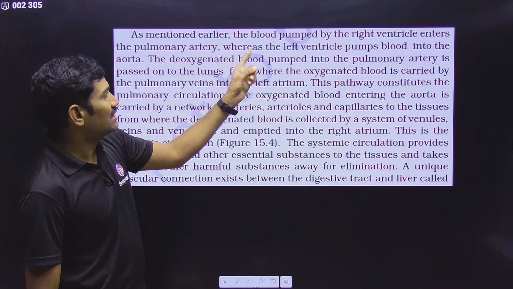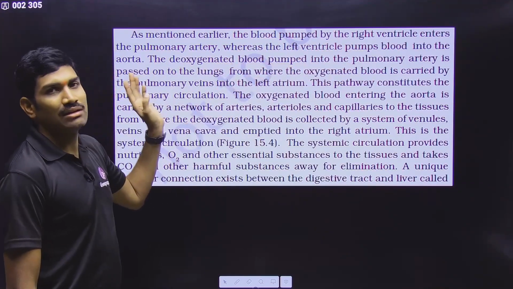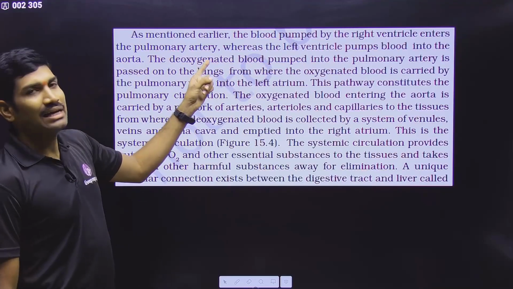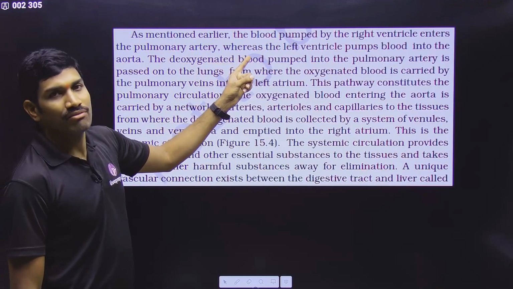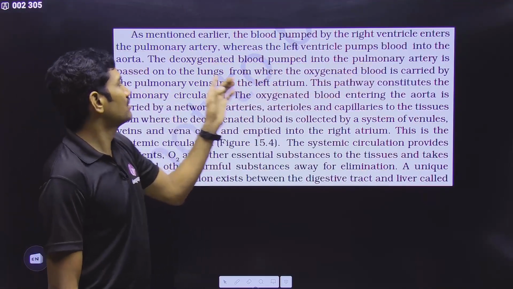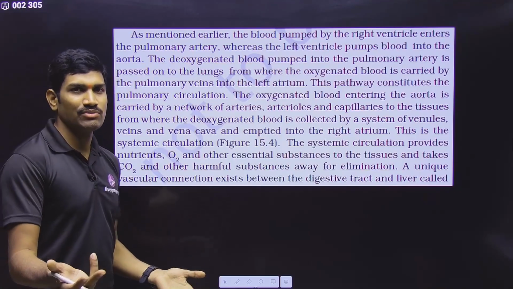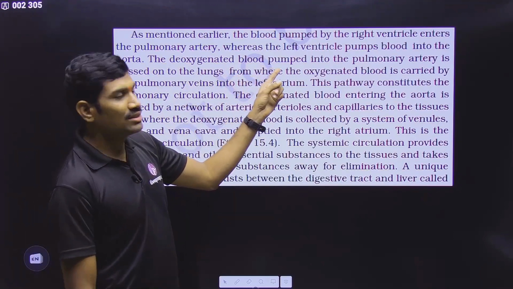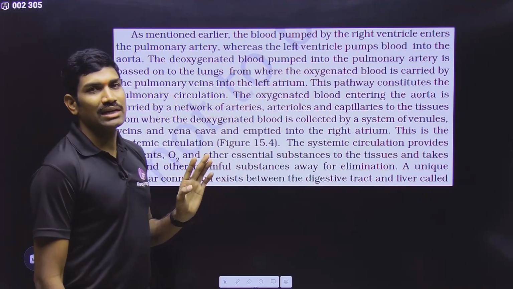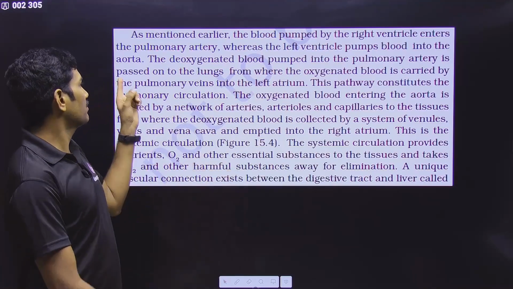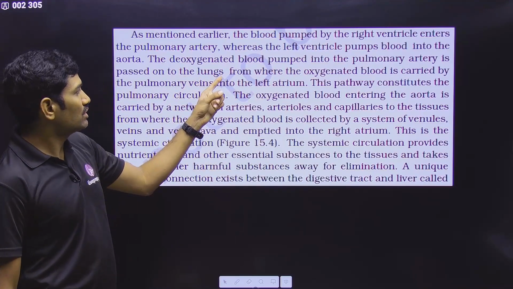As mentioned earlier, the blood pumped by the right ventricle enters into the pulmonary artery, whereas the left ventricle pumps the blood into the aorta. Already many times we studied about this point. Deoxygenated blood is pumped into the pulmonary artery and passes into the lungs.